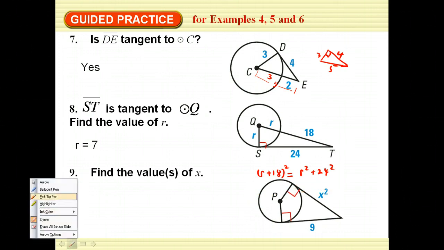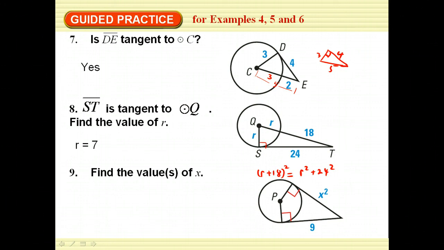In order to find the value of x, we notice that what we have are two lines emanating from one point, both tangent to the circle because of those right angles. So that means that x squared is equal to 9. And so if x squared is 9, I can take the square root of both sides, and x is positive or negative 3.